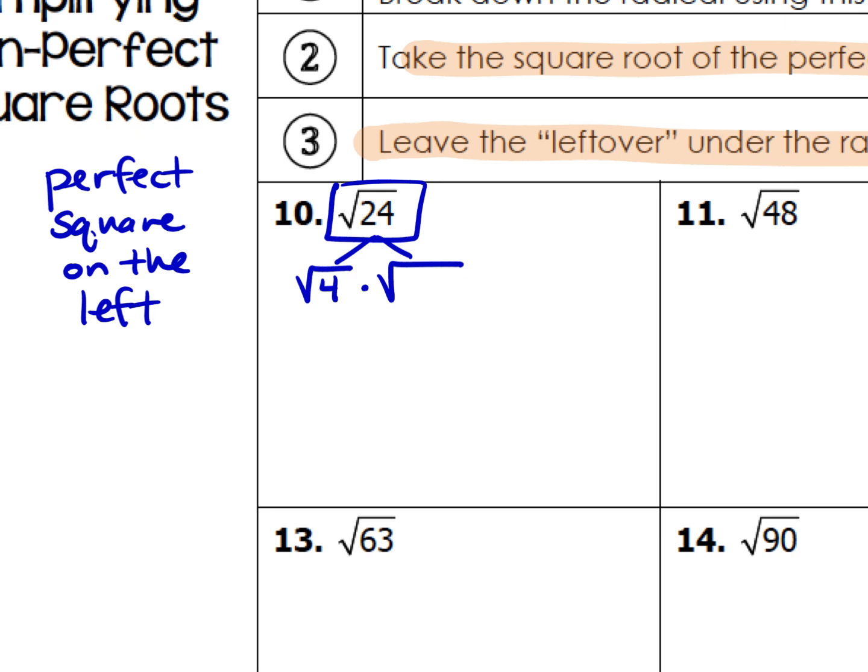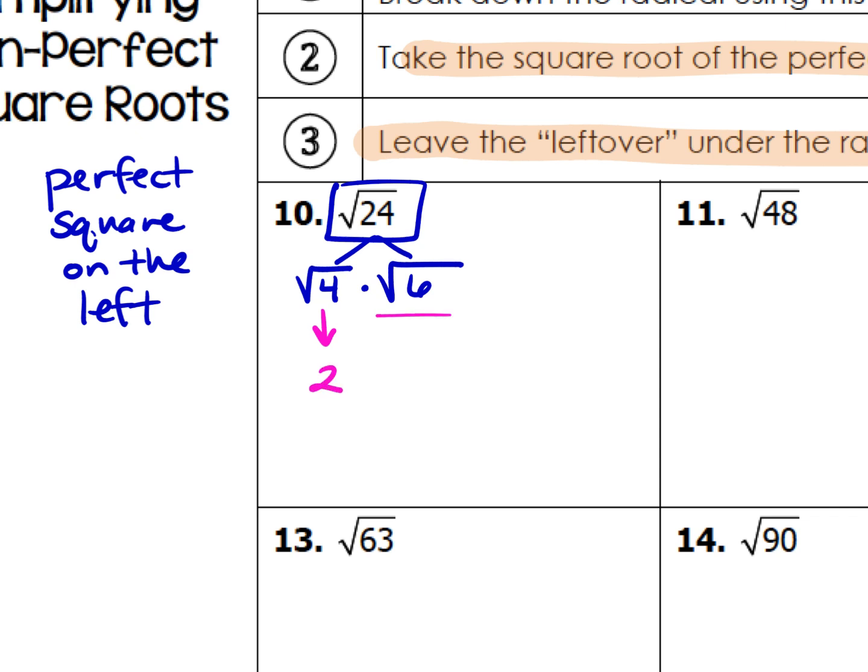4 times 6, okay? Really all you have to do is go 24 divided by 4 and you'll be left with the 6. Does that make sense? Which one's the perfect square right now? The 4. So if one of them's a perfect square, you want to take that square root. So the square root of 4 is simpler written as what number? 2. The square root of 6 can't be simplified.